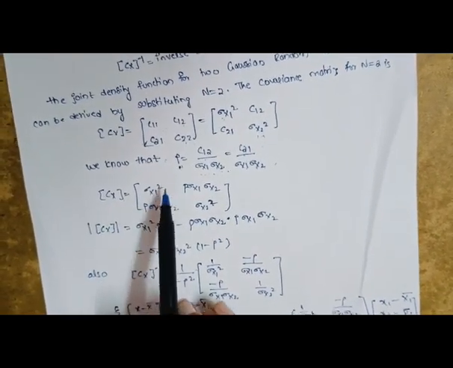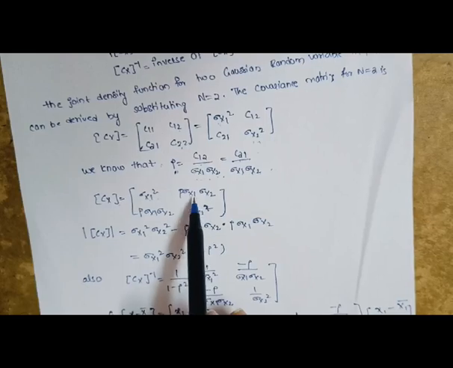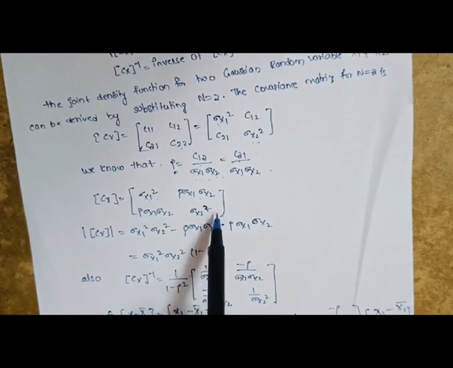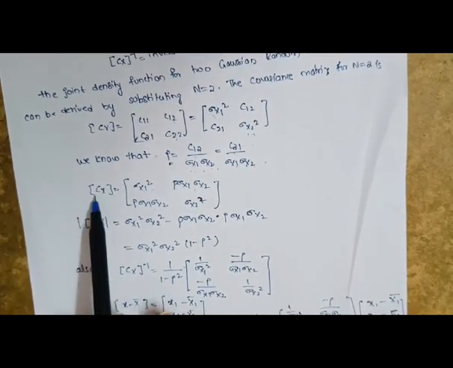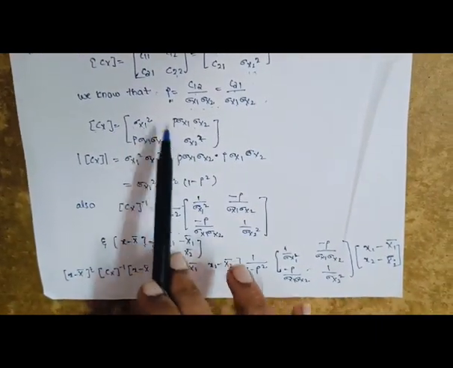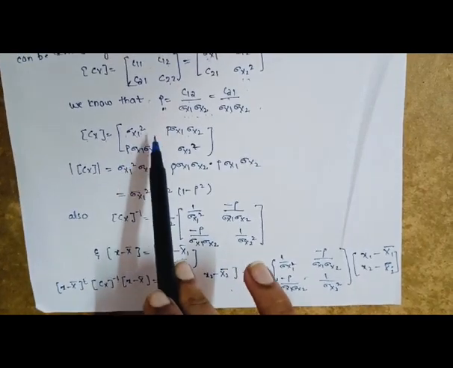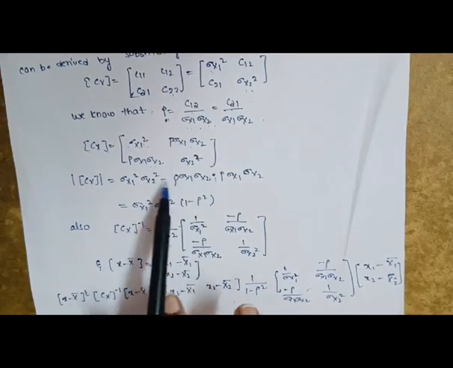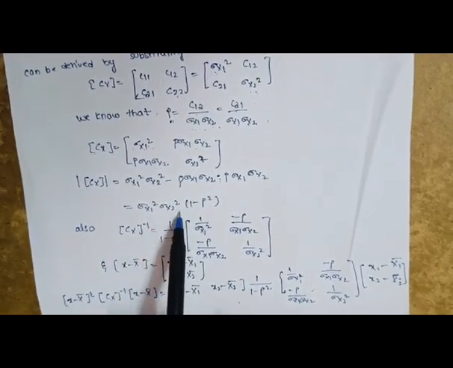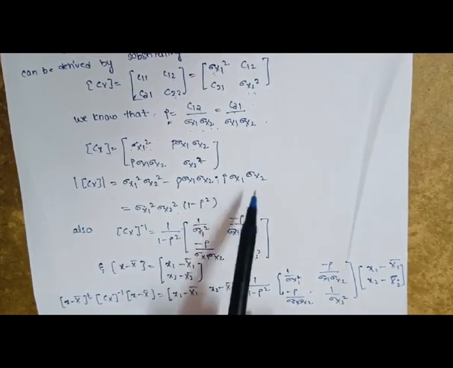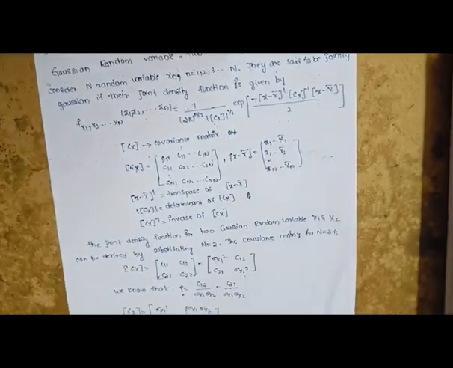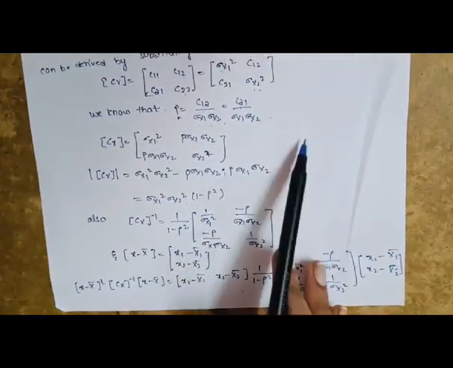By substituting these values in this equation, we will get the covariance matrix equal to sigma x1 square, rho sigma x1 sigma x2, rho sigma x1 sigma x2, sigma x2 square. And the determinant of this covariance matrix is equal to sigma x1 square into sigma x2 square minus rho square into sigma x1 square into sigma x2 square. By taking common, we get sigma x1 square into sigma x2 square into 1 minus rho square. And the inverse matrix of the covariance matrix is given by adjoint matrix by determinant.